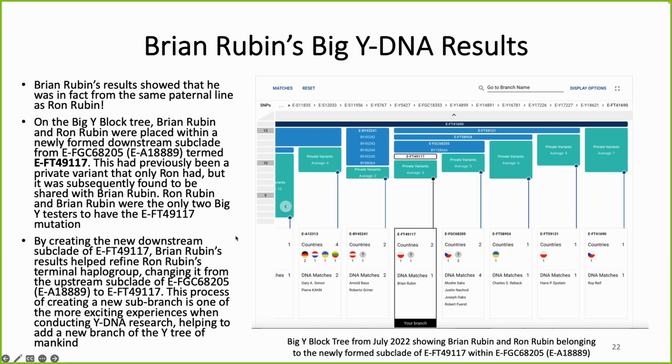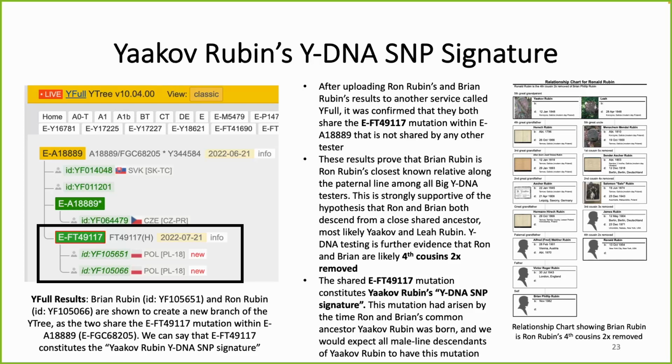This process of creating a new sub-branch in the tree of mankind, again part of this Ashkenazi branch, is one of the most exciting parts of Y-DNA research. It's adding to our scientific knowledge. We now know that this mutation is a Rubin family mutation that defines the Rubin line that these two testers share. So I was very excited when this occurred.